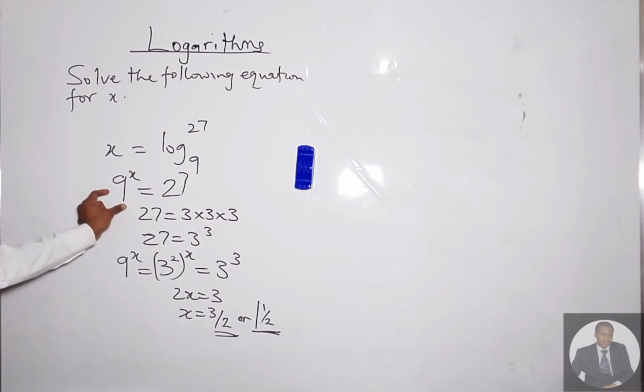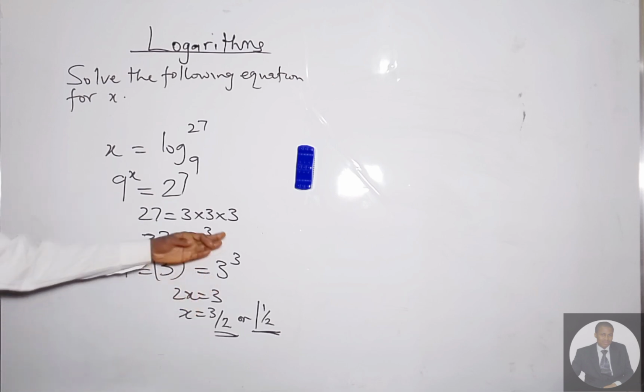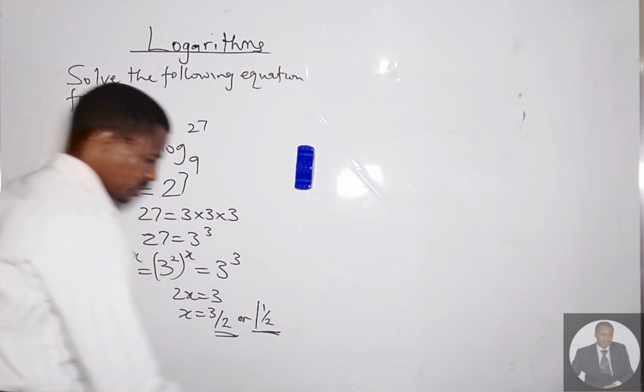So we expressed 27 as a base of 3. Then the bases will be the same. Then we equate the exponents and look for our x.